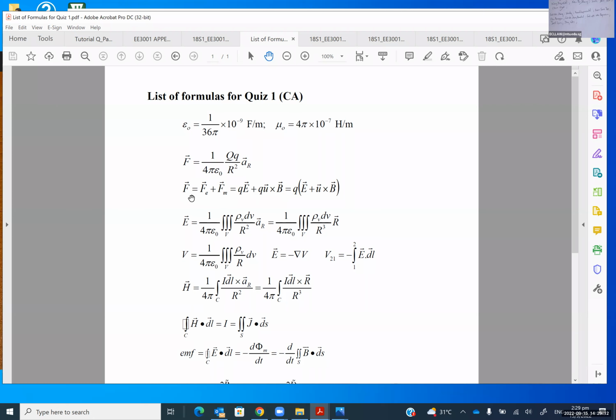This is saying the total force acting on some charge can be a combination of electric field and magnetic field. So it's the so-called Coulomb's force and the Lorentz force, right? Coulomb's force is the electric field part. Lorentz force is the magnetic field part, right? Or magnetic flux density.